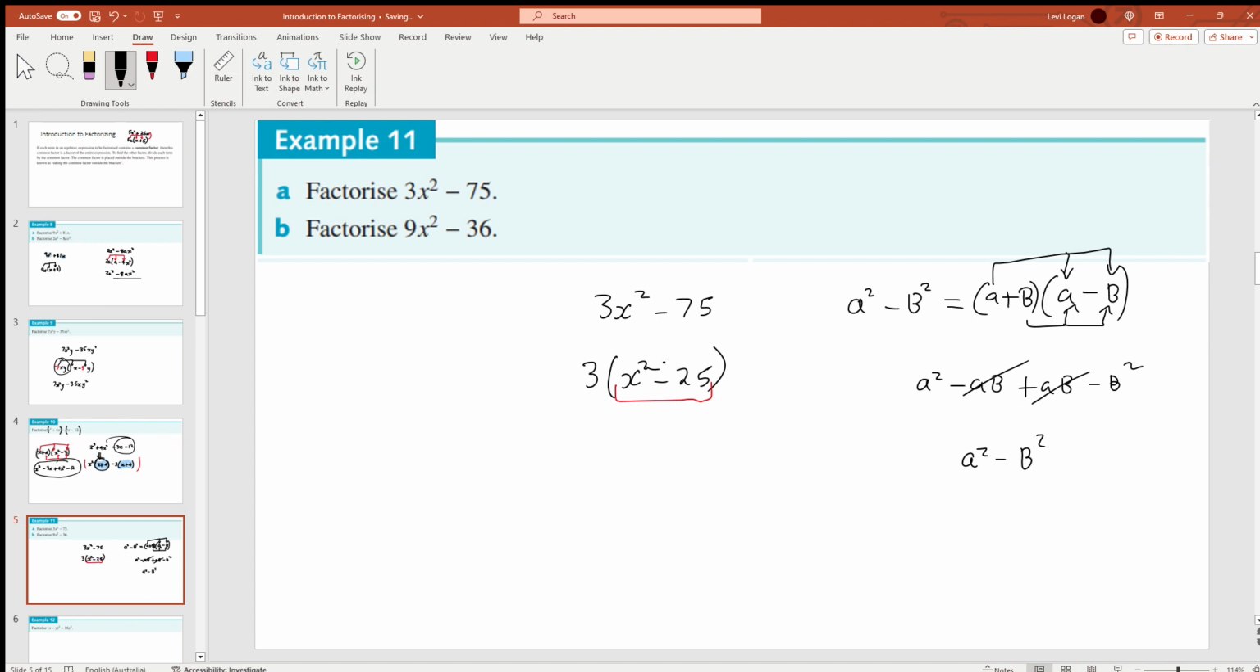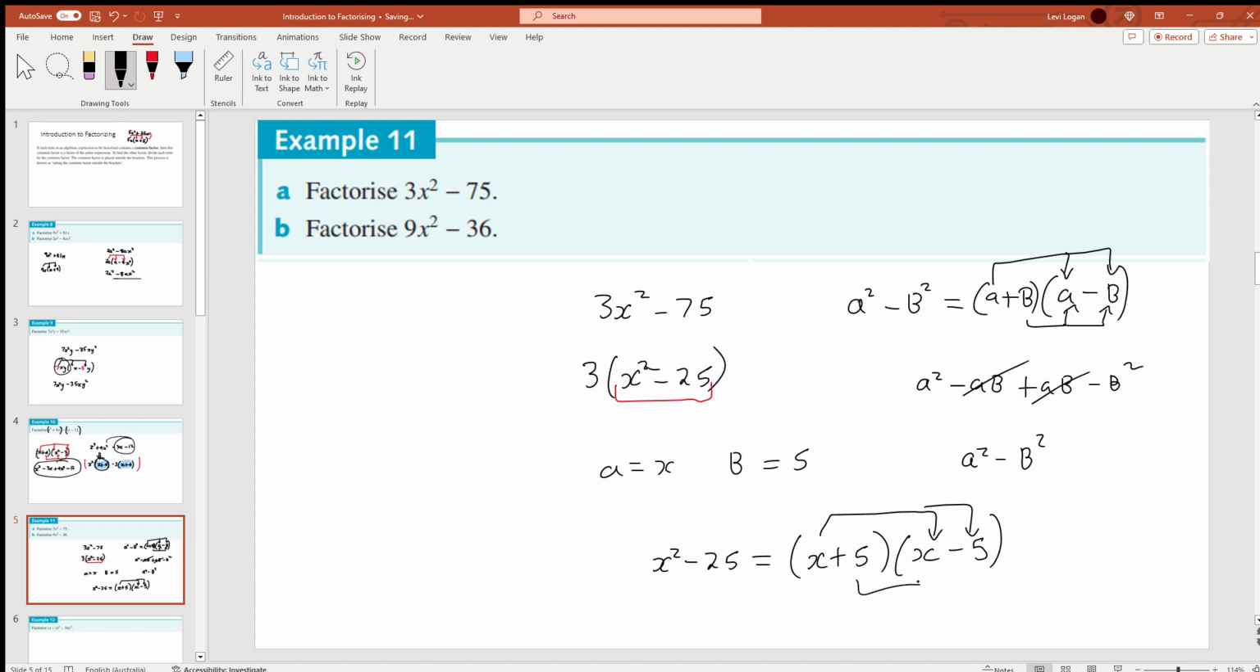So we've got that exact same setup, except in this case here, your a is x and your b is 5. So x squared minus 25 is the same as x plus 5 multiplied by x minus 5. If you were to multiply that back out, let's see what you get. You get x squared minus 5x plus 5x minus 25. We can see those terms cancel out and you get the expression on the left.